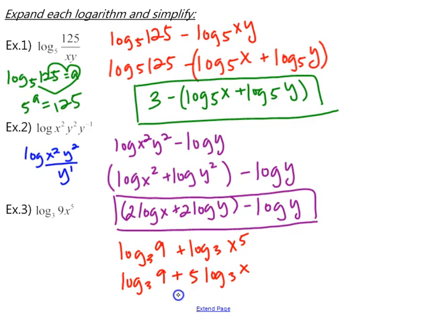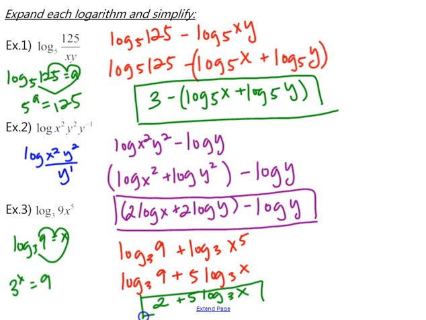Now the last thing is we want to make sure that we simplify everything possible. Here we have log base 3 of 9, so we can actually turn that into a number. So remember, we're going to take our log base 3 of 9, set that equal to x, and do our conversion. So we have 3 to the x equals 9. So 3 to what power equals 9? X is going to be 2. So this is actually the number 2. So we have 2 plus 5 times log base 3 of x. And this is going to be our final answer.